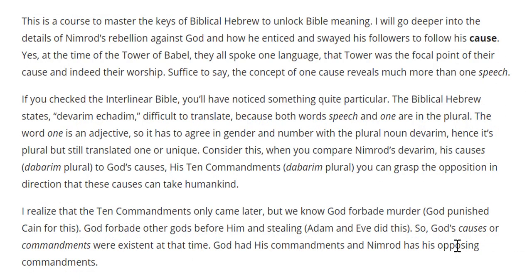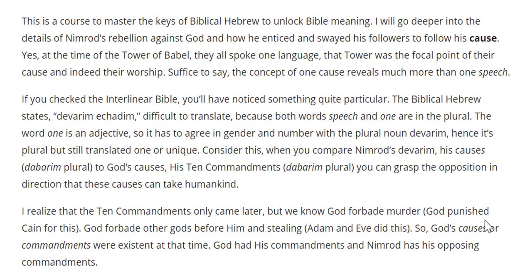Consider this. When you compare Nimrod's Devarim, his causes, Devarim plural, to God's causes, the Ten Commandments, Devarim also plural, you can grasp the opposition in direction that these causes can take humankind. I realize that the Ten Commandments only came later, but we know God forbade murder. God punished Cain for this.